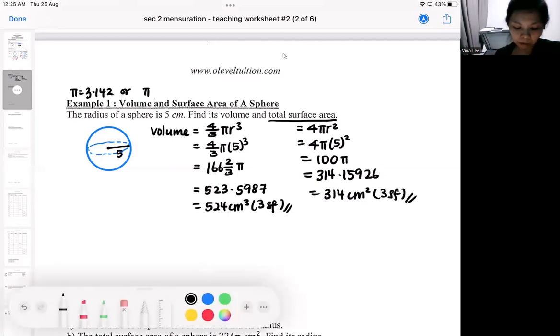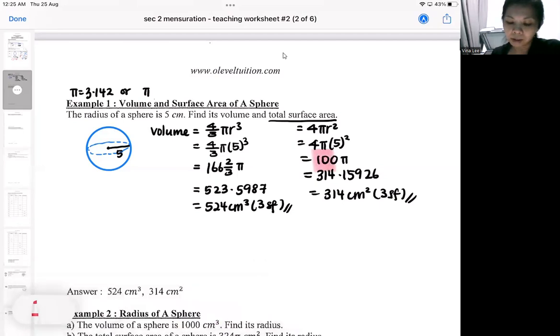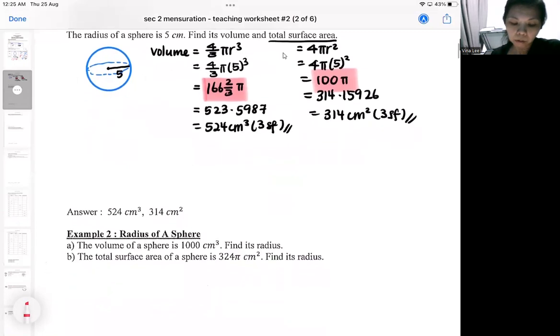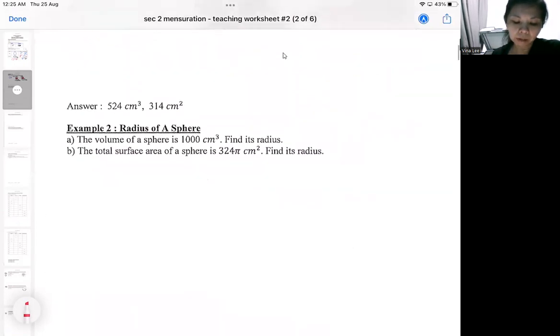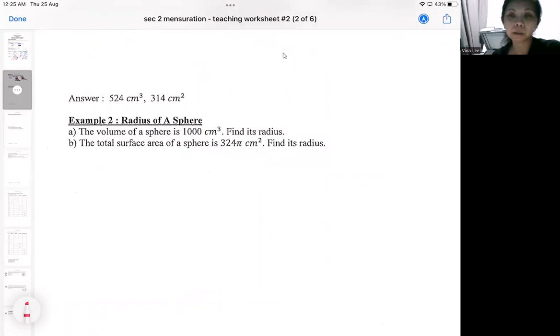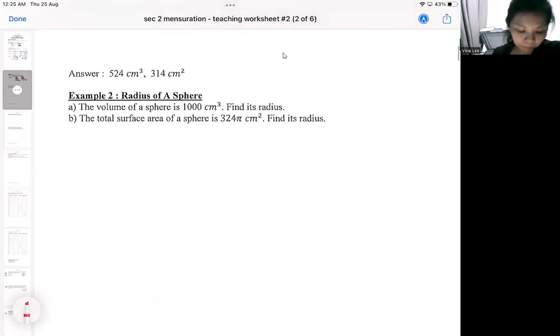In case the question asks you to leave it in terms of pi, which is possible, in O-level there are questions that ask you to leave it in terms of pi. I will suggest, if this is not the final answer, you don't need to round to 3SF. That is to preserve the accuracy. So in the next example, it is the same idea, except that we are working backwards based on the volume.